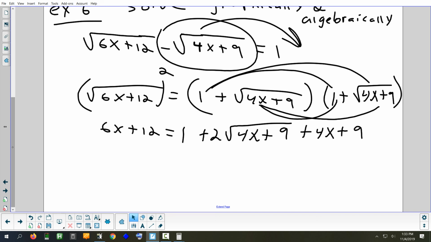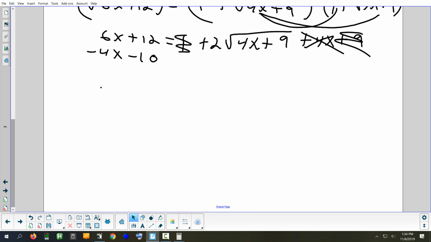4x plus 10, because you could take the 1 added to the... Yeah, so we could do the constants and linear term at the same time if you want. I was just going to do 1, but if you minus 4x from both sides, it gets rid of that. And if you minus 10 from both sides, 10 gets rid of the 1 plus 9. So we got rid of everything at the same time. So what does that give me on the left? 2x plus 2 equals 2 square roots 4x plus 9.